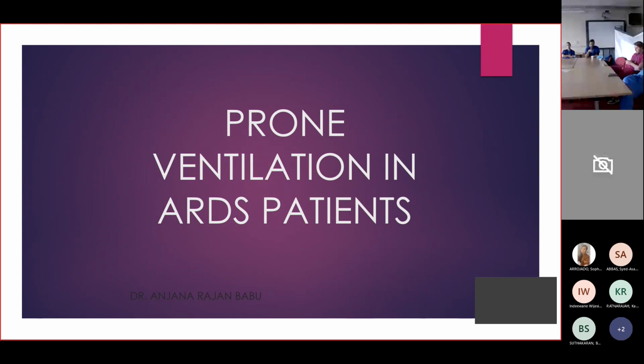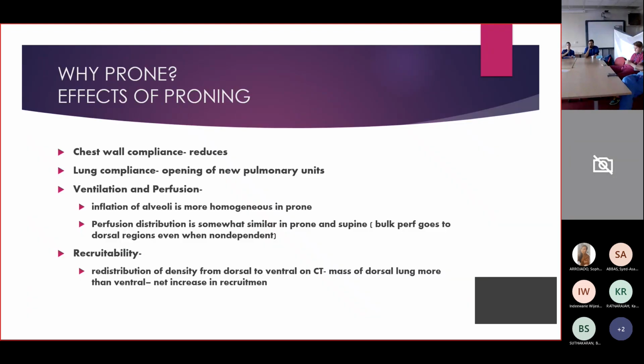So we might have seen in the ITU that when patients have refractory hypoxemia in spite of a high FiO2 and high PEEP, that's when we make the decision to prone a patient. And once we prone the patient, in most patients we see that the oxygen saturation level comes up. So what happens when you prone a patient? We'll go through each component of the respiratory system. What happens to the chest wall compliance?